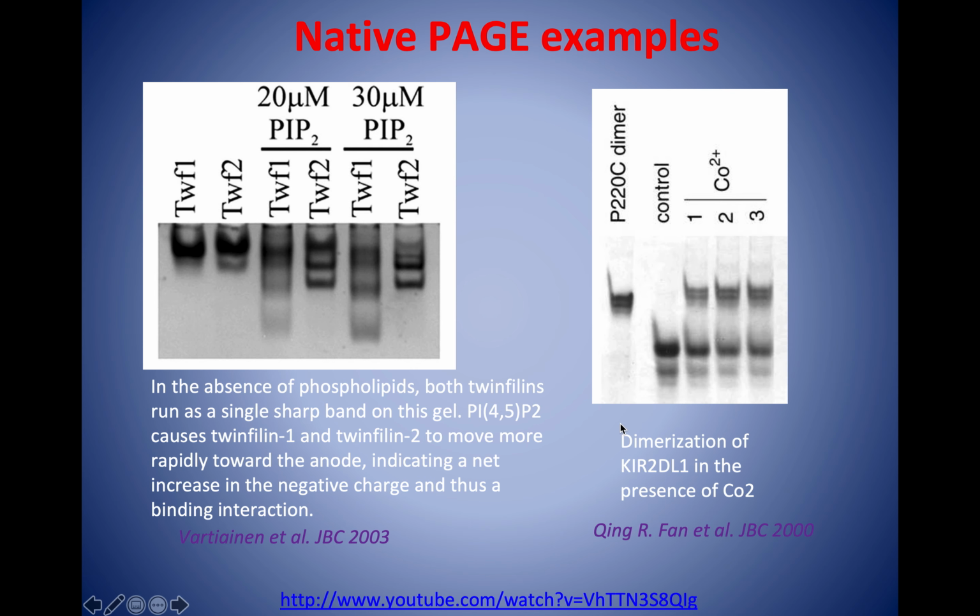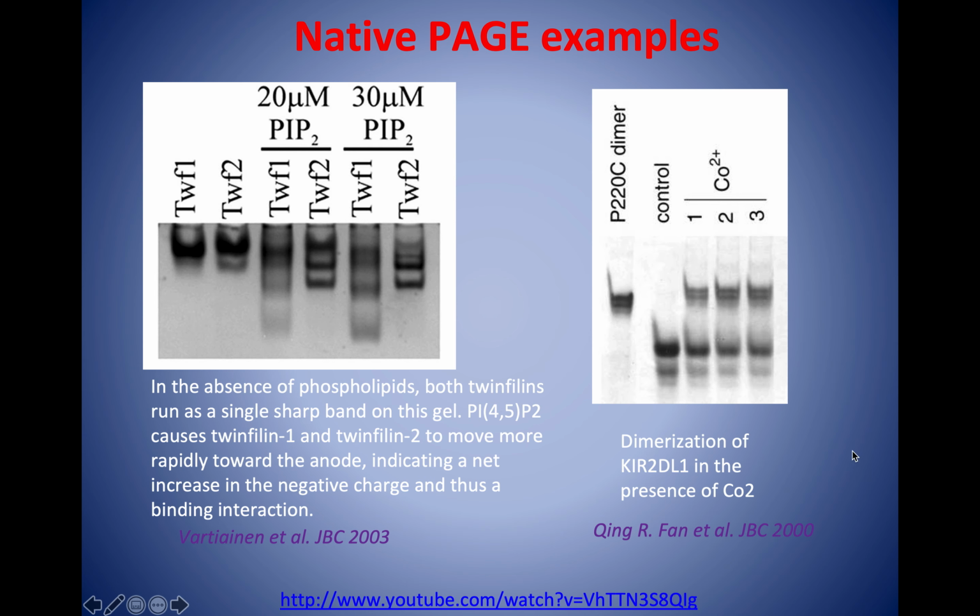Whatever you see here, this one and this one, they move more rapidly towards the anode, indicating a net increase in the negative charge and thus a binding interaction. If you refer to the paper, which is quite old, about 17 years ago, they wanted to see the difference especially between these two isomers. These are isomers TWF1 and 2, and they have been bound to a substrate, and they wanted to see how they interact, or how they are further separated based on the negative charges explained here.